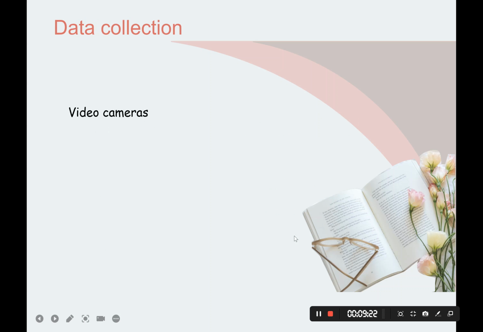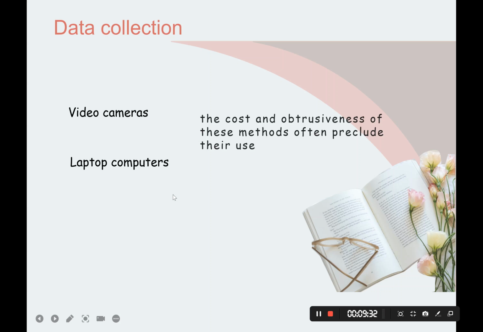Then, there are also some other methods to take records, such as video, cameras, and laptop computers, but the cost and obtrusiveness of these methods often preclude their use. Therefore, as far as I am concerned, field notes may be a better choice.